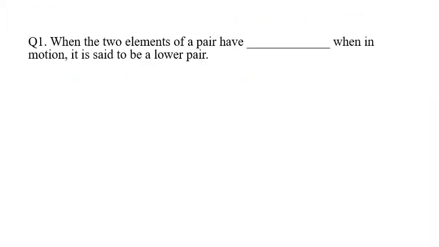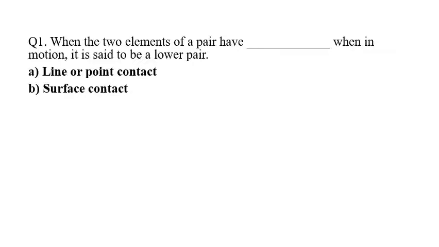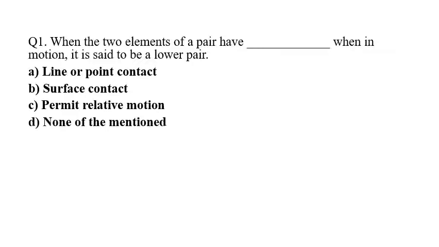Question number 1. When the two elements of a pair have dash, when in motion, it is said to be a lower pair. We have four choices: line or point contact, surface contact, permit relative motion, none of the above. So you should see what is the answer for this. Given first is line or point contact, second is surface contact, permit relative motion, none of the above mentioned. So you can see here from the question that it is said it is a lower pair.